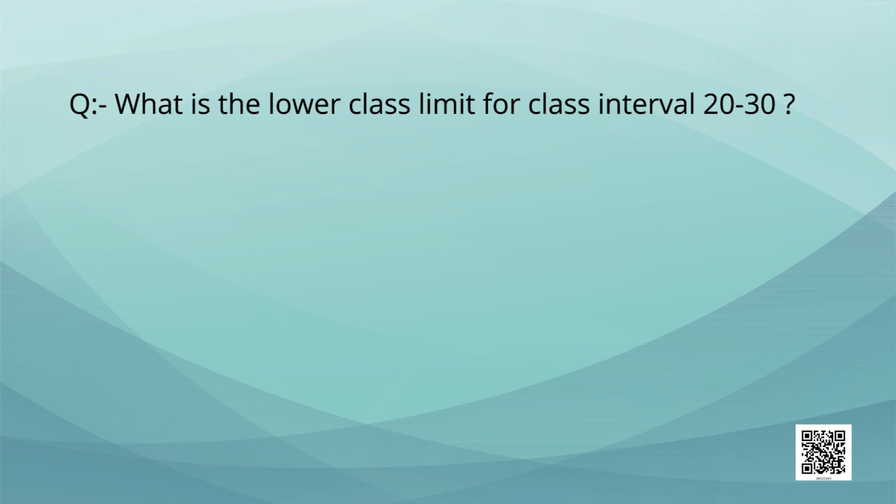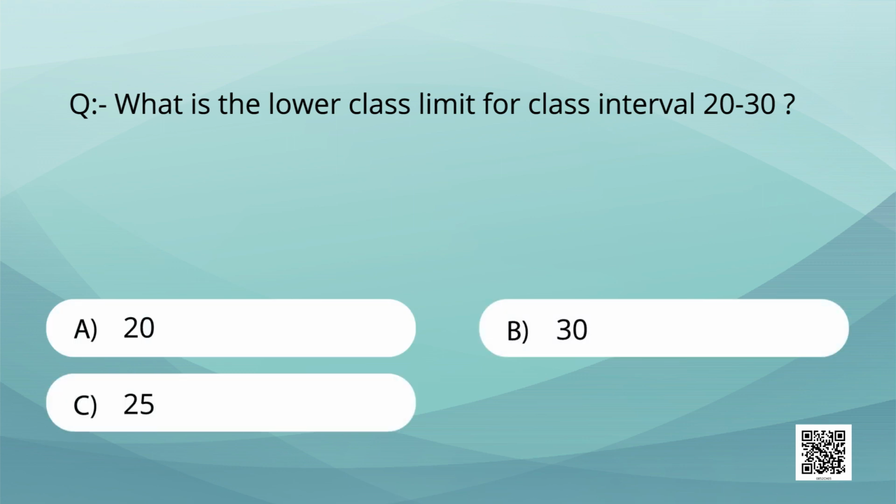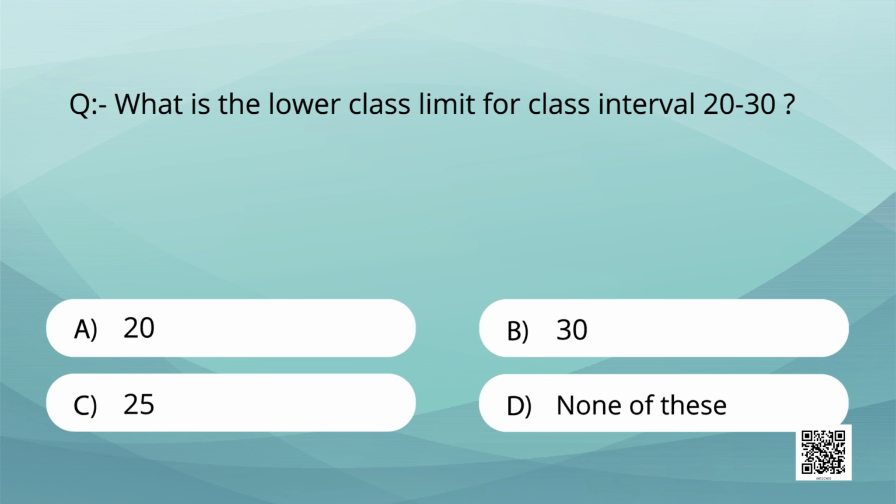Question number 3. What is the lower class limit for class interval 20 to 30? You have 4 options: A. 20, B. 30, C. 25 and D. None of these. So what is the right answer? The right answer is 20.